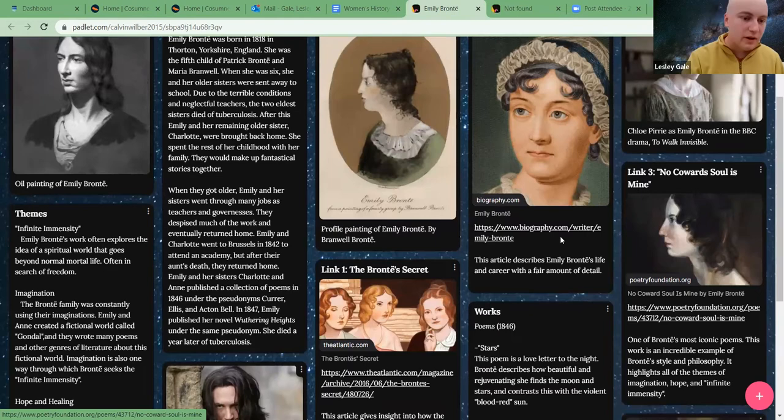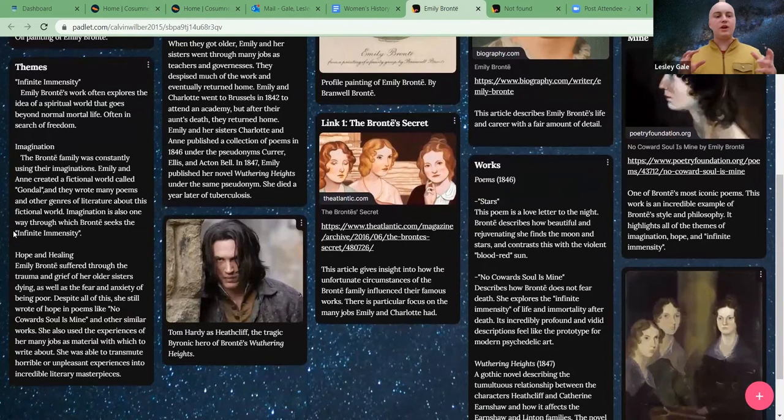And then some themes of her work are infinite immensity, which is this concept of transcending mortal life and going into the infinite, immense world beyond that. That's often done in her work through imagination and also death. She likes to explore it from different angles. Another theme that's really frequent in her work and her sister's work is imagination. There's a lot of really creative uses of it, both in the actual writing and in what it's describing.